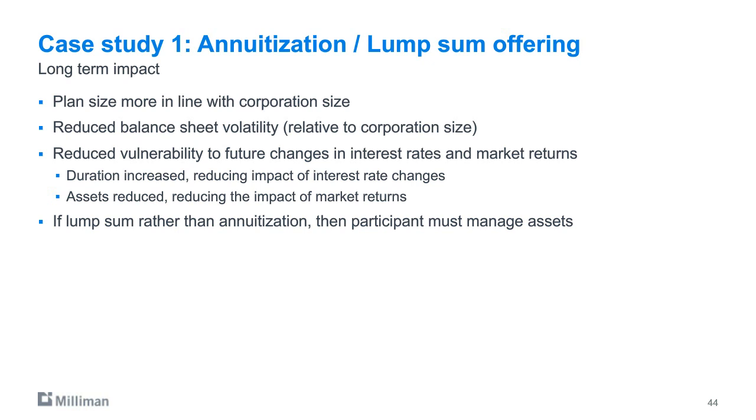The other security that they get is that they reduce the impact of interest rate changes, because the liability is now smaller relative to the plan. If interest rates change and liabilities go up by 10%, previously it would have been going up by $180 million. Now it's only going up by $130 million. So what they purchased was some security. They purchased less volatility to assets, less volatility to interest rates.